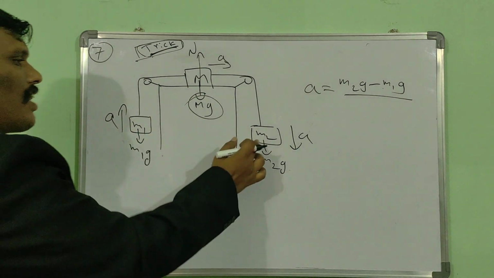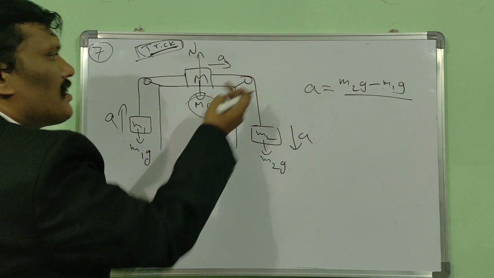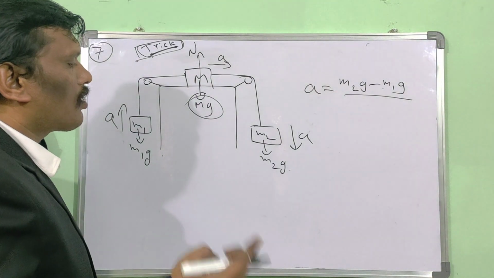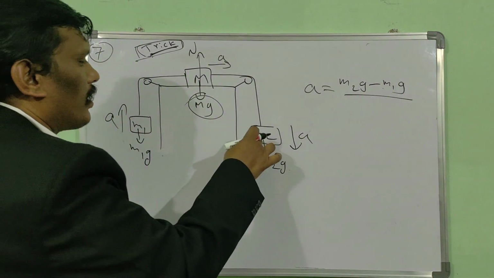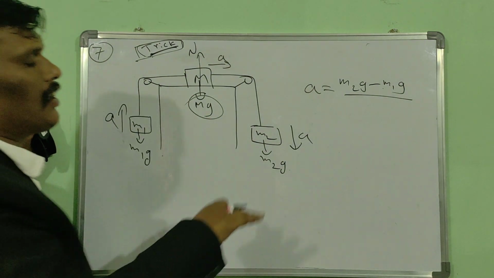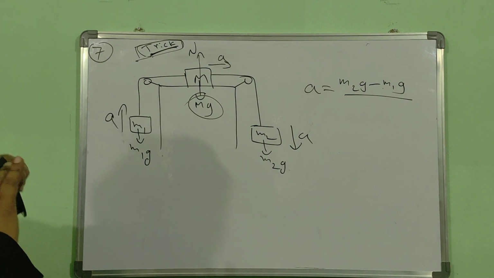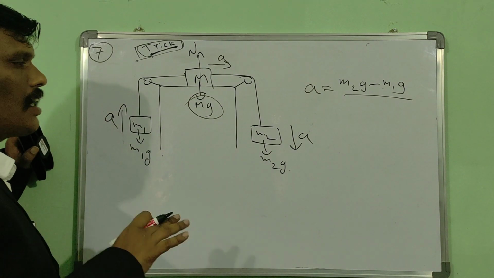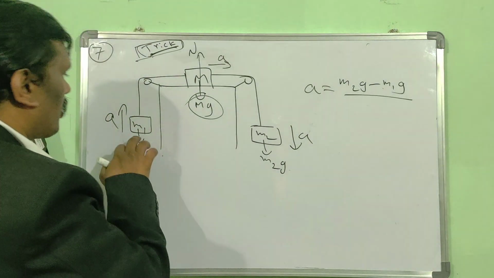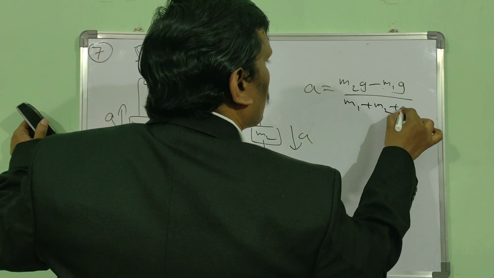Remember, not only these two masses. What is the total mass of the system? String has no mass, pulleys have no mass. Then what is the total mass of the system? One is M1, M2 and capital M. That is the total mass of the system I need to write in the denominator. That is the same in all the cases. What is the total mass here? M1 plus M2 plus M.